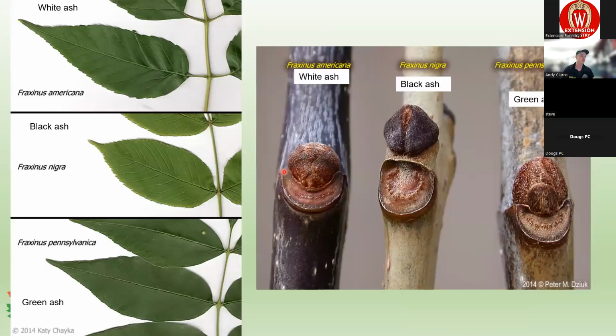And really, ash, they're all functionally kind of the same in forest management. So if you have me to your property, I'm probably not going to tell you whether it's a white ash or a green ash. I'm probably just going to call it an ash, to be totally frank with you. So the important thing to know is that it's an ash if you have compound, opposite branching, compound leaves. It's an ash.